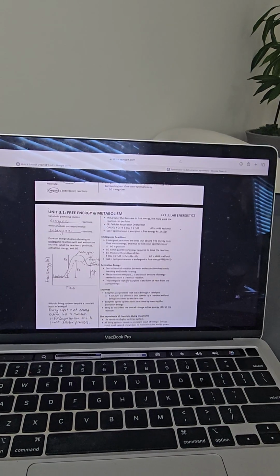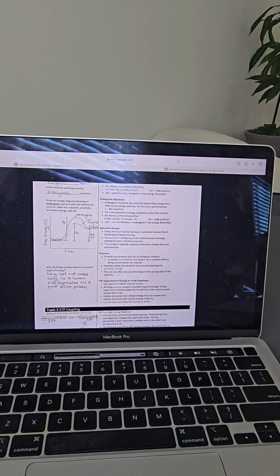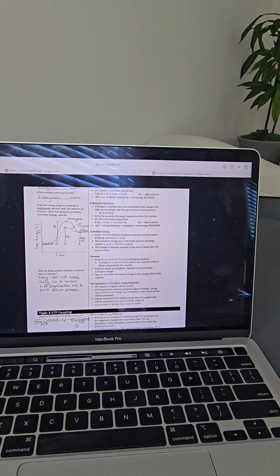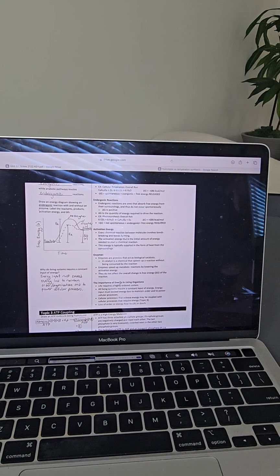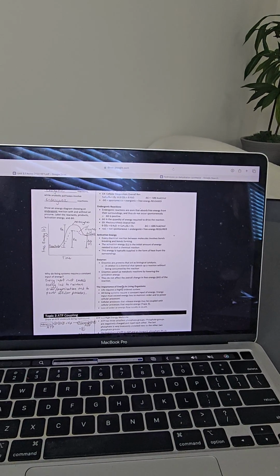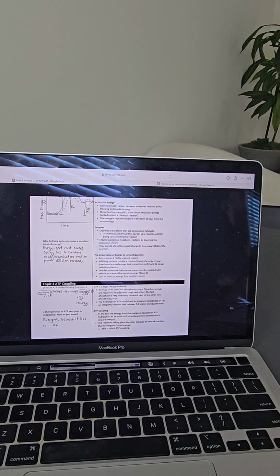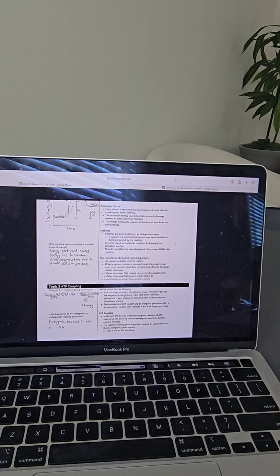Okay. And then we will talk about activation energy, which we talked about in the last unit. That's the energy needed for any chemical reaction to happen. And enzymes can help lower the activation energy, so we can get the reaction done faster.